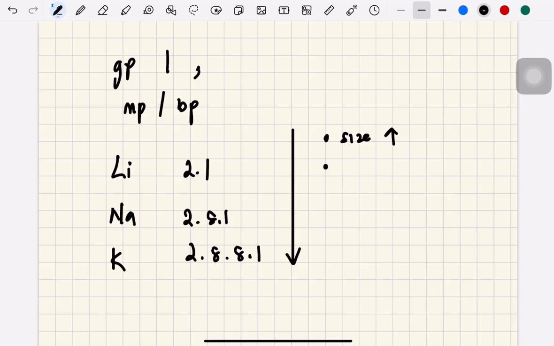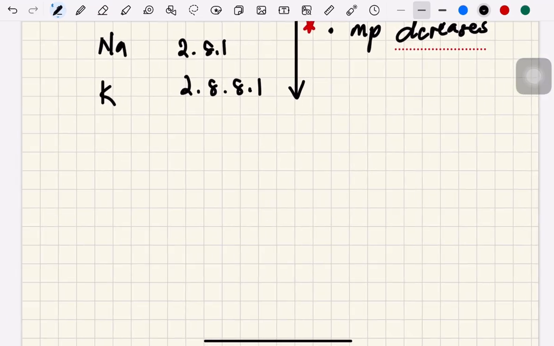And then you can say density also increases, right? Okay, this one we want to discuss melting and boiling point. So the melting point decreases. Okay, decreases. Why does it decrease?